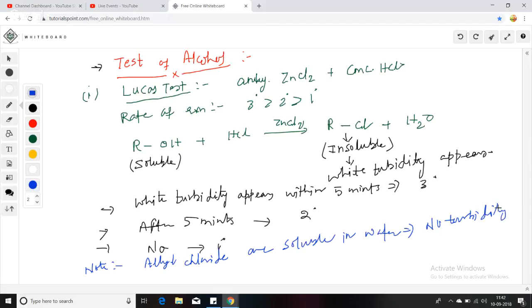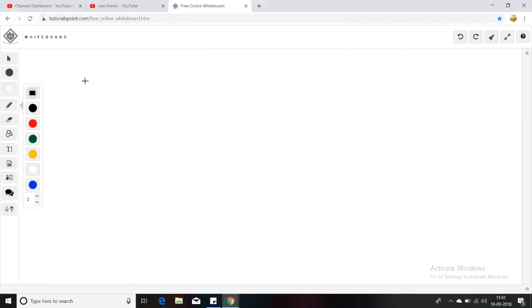So if there is no turbidity, it means either the alcohol is allylic alcohol or 1 degree alcohol. Okay, this you must remember. Now the next test you see, the second one, that is the oxidation test.